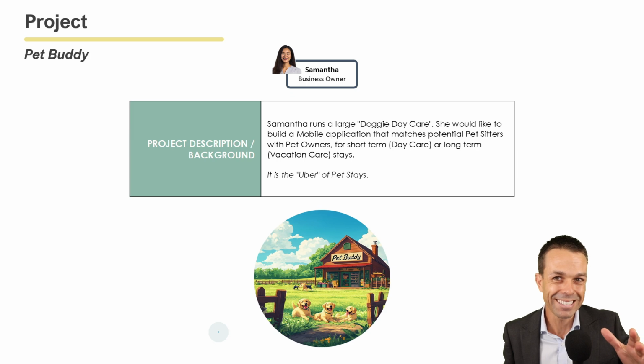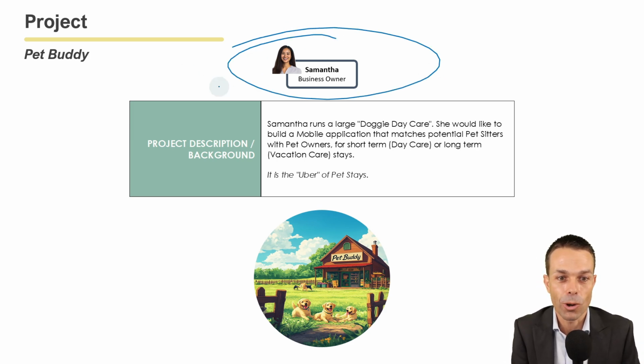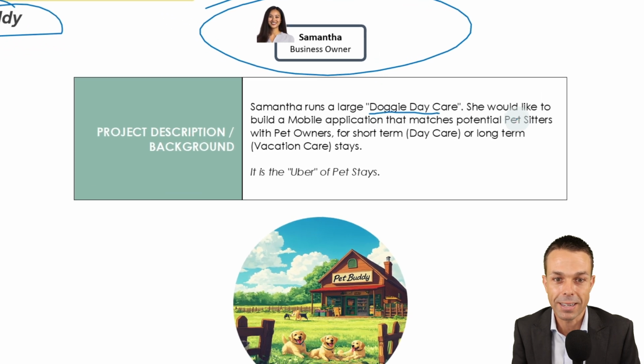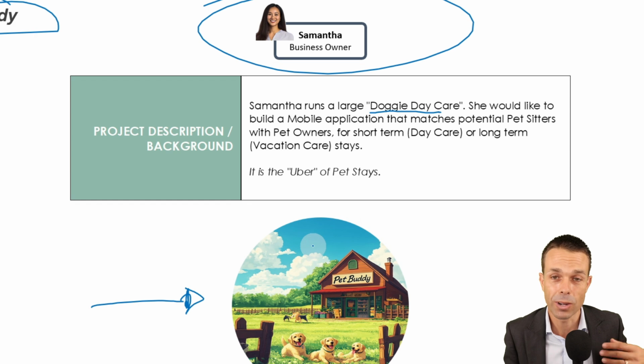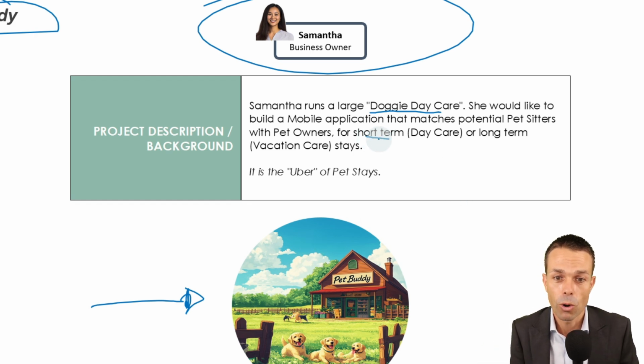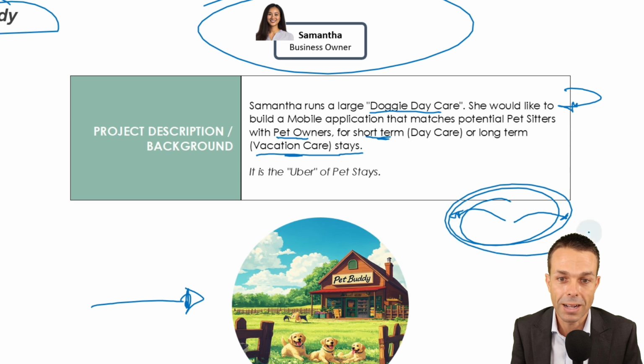And the best part about this is that we're going to use a real project. So Samantha, who is our business owner, here's the background. She runs a doggy daycare, or a large doggy daycare. It's called Pet Buddy. And Pet Buddy, it's currently just one location with a large acreage where pets come for short-term or long-term vacation stays. But she would actually like to create a mobile application that matches potential pet sitters in other locations with pet owners as well, so she can get some of that market and increase some of her market share.